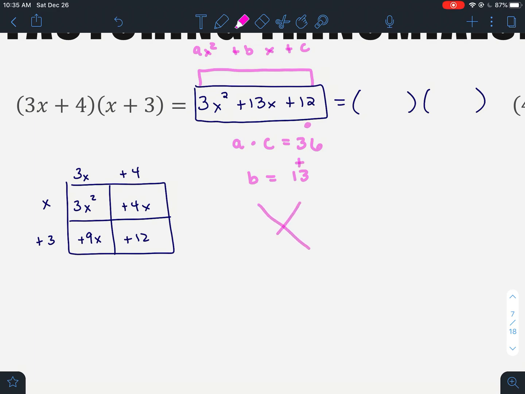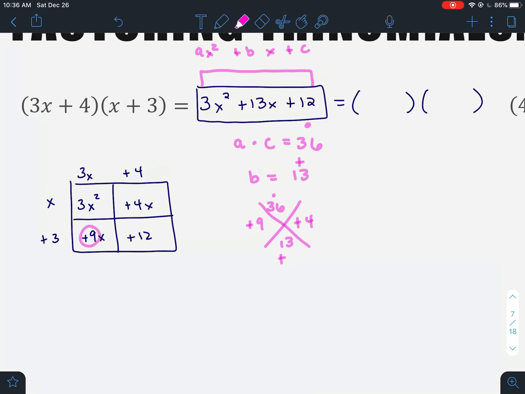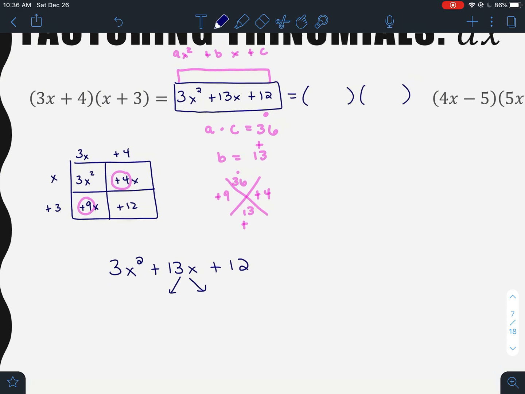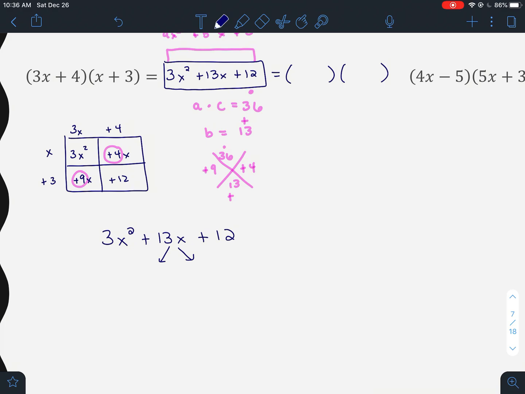And you think, can you multiply to 36 and can you add to 13? Is that possible? Yes, it is. It's positive 9 and positive 4. And if you notice, those are going to be these two terms inside of your box. So it's not going to work the same way that it worked last class, but what we're going to do is take that trinomial, 3x squared plus 13x plus 12, and break up that middle term so we can factor by grouping.